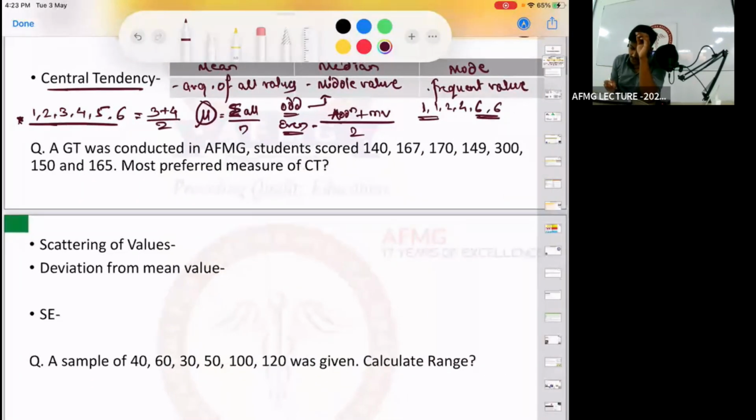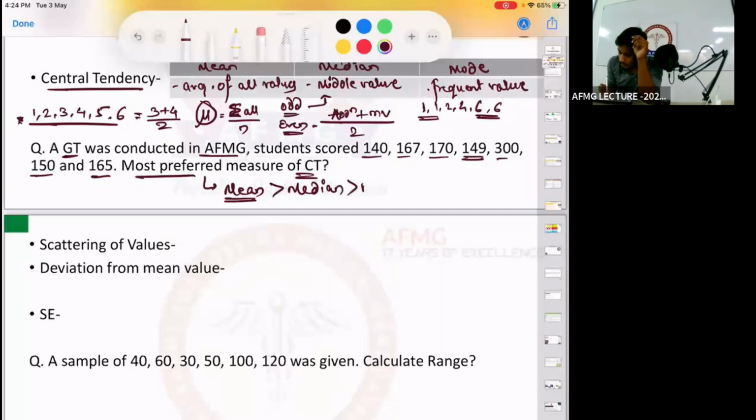Next question says a grand test was conducted in AFMG. Students scored 140, 160, 170, 149, 300, 150 and 165. Most preferred measure of central tendency would be: mean, median, or mode, which is the best method? So the most preferred measure, or the best measure of central tendency, is the mean, followed by the median, followed by the mode. So remember this. No issues with this.